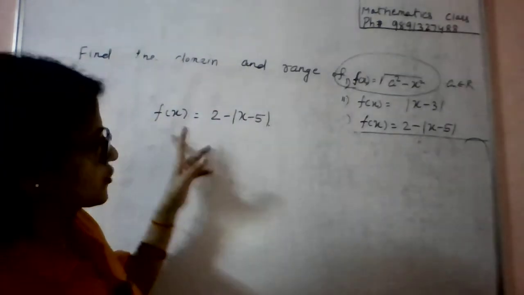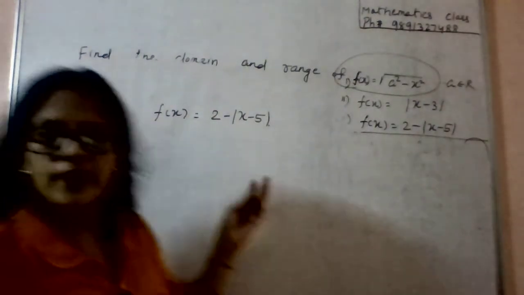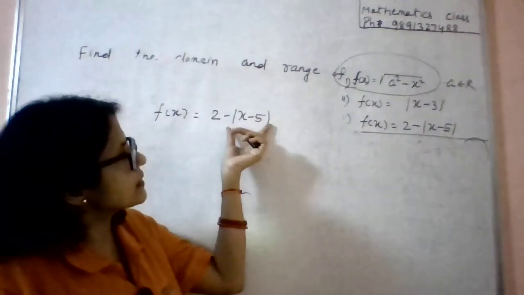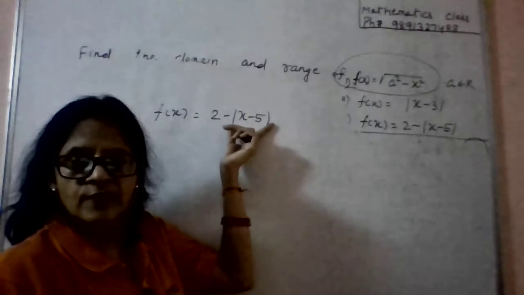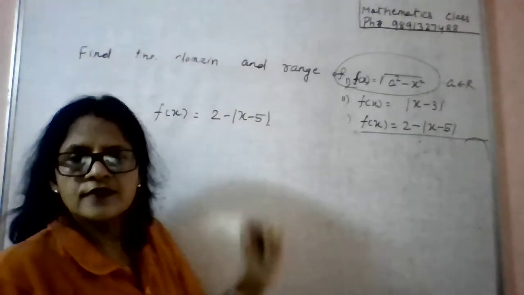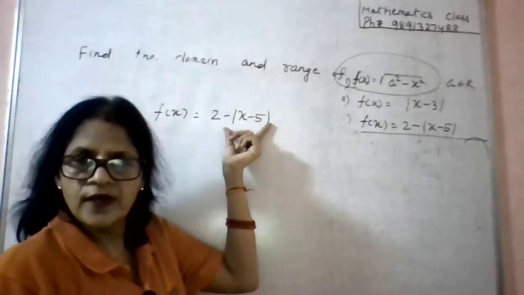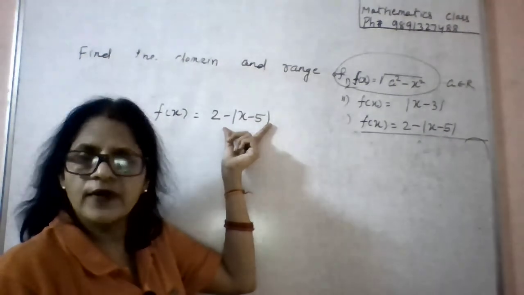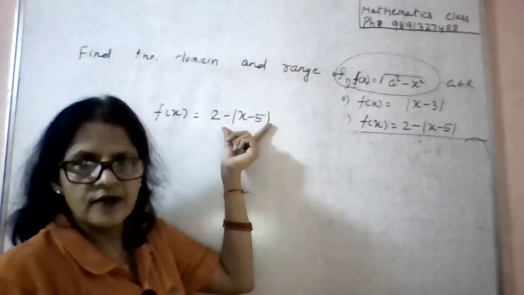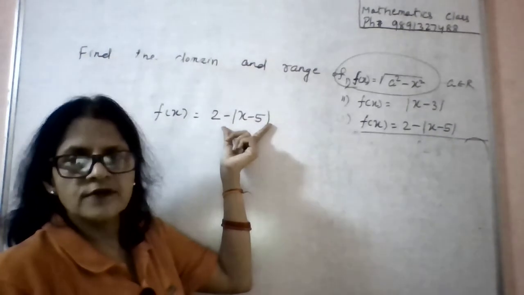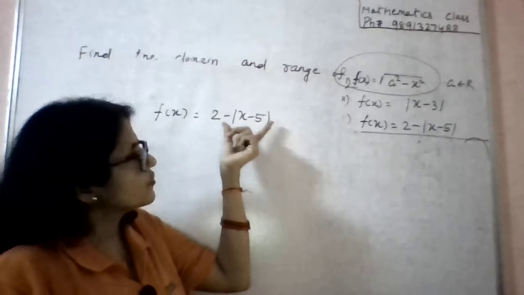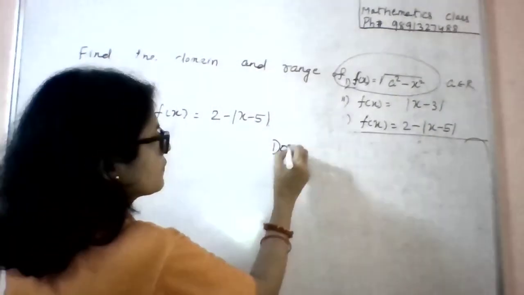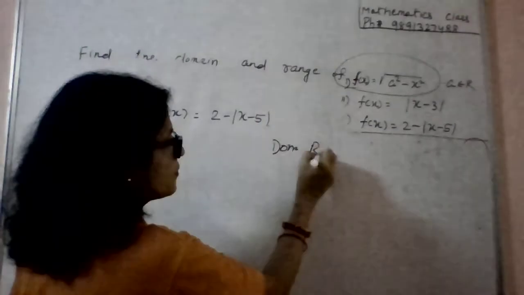So domain and range. As you know, the domain of the modulus function is the set of real numbers. Here also you can see mod x minus 5. It is equal to 0 when x equals 5. It is equal to x minus 5 when x is more than 5, and minus of (x minus 5) when x is less than 5. So in that way the domain is the set of real numbers. You can write down, domain is set of real numbers.